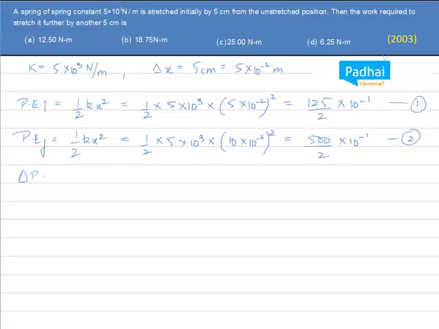Now that means there is a change in potential energy, which is PE final minus initial potential energy. Where did this energy come from? This energy came from the work done by the external agent, right? That means this will be equal to how much? 500 minus 125, and I can take 10 raised to the power minus 1 by 2 as common. So this will be 375 into 10 raised to the power minus 1 by 2. So which will be 37.5 by 2, right?